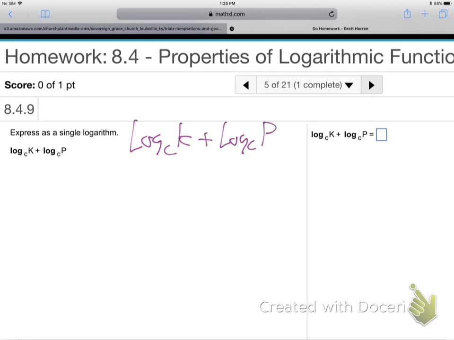All right, log base C of K plus log base C of P. What do they want me to do? Combine them to a single log. So put them together into a single log.